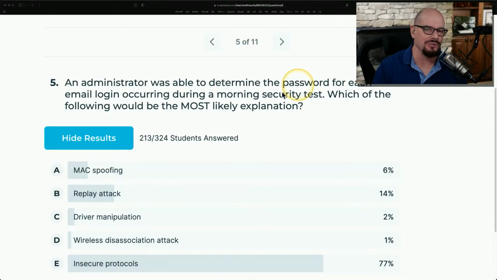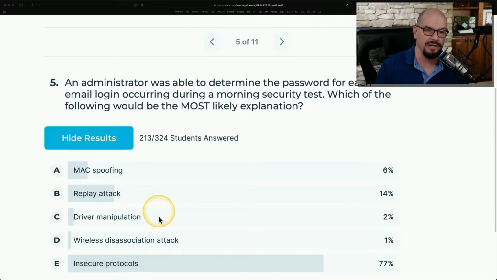So that's not the issue we had here. We were able to determine the password for each email login. So a replay attack would, in most cases, never tell us that. If it was able to tell us that, then it's probably running as an insecure protocol, and that was the best option that you should have chosen. The other options here, MAC spoofing, which could possibly get around certain security controls by using a MAC address that somebody else was using previously, but that still wouldn't give us anyone's email password. That wouldn't get us in. If it was that easy to get into an email, we probably wouldn't be using email. So MAC spoofing, not a good option here. Wouldn't provide us with that attack.